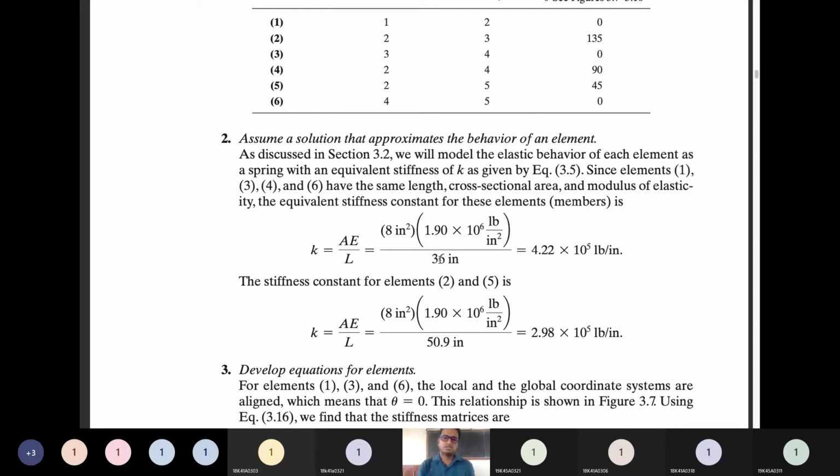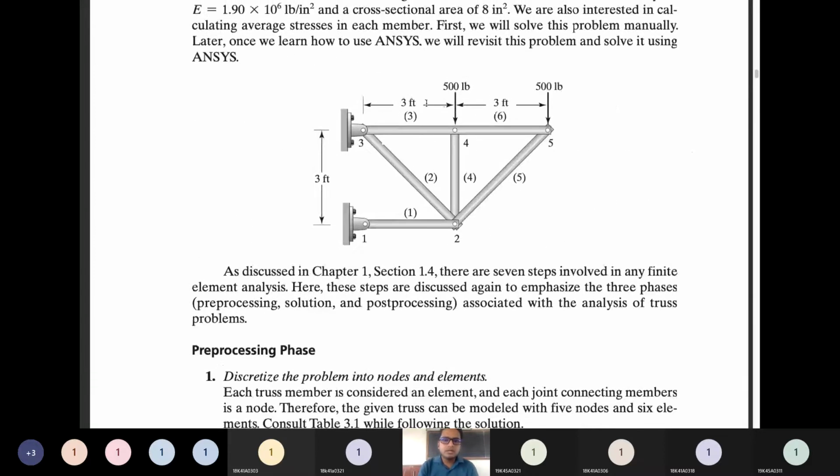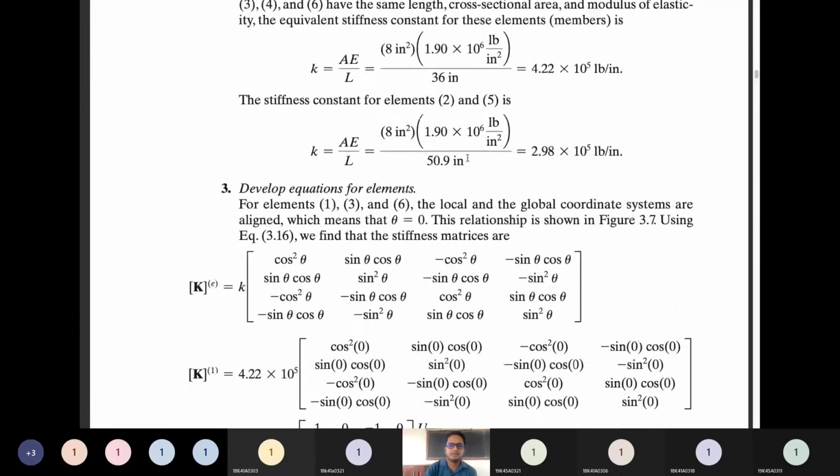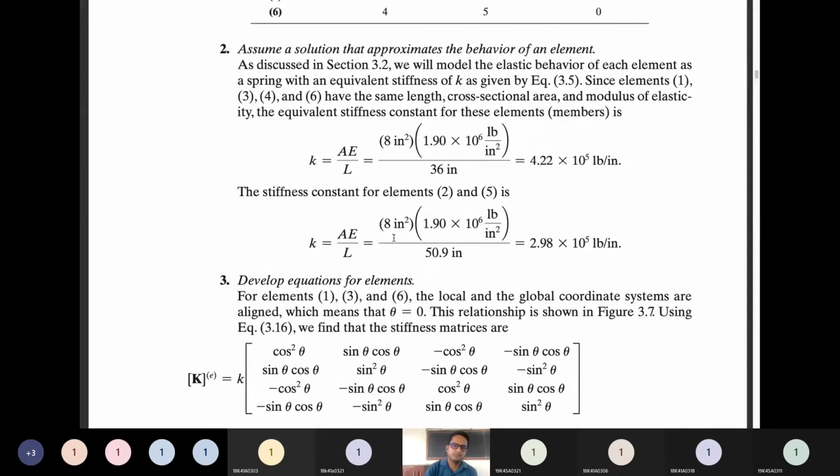The length of the element is given as 36 inch. For different element lengths, suppose this one is 3 inch, this one is 3 inch, this vertical is 3 inch. The lengths of element number 2 and element number 5 are different. You have to use the Pythagoras theorem to calculate the length of element number 5. Then you will get this L value, and from there you can get the value of k.